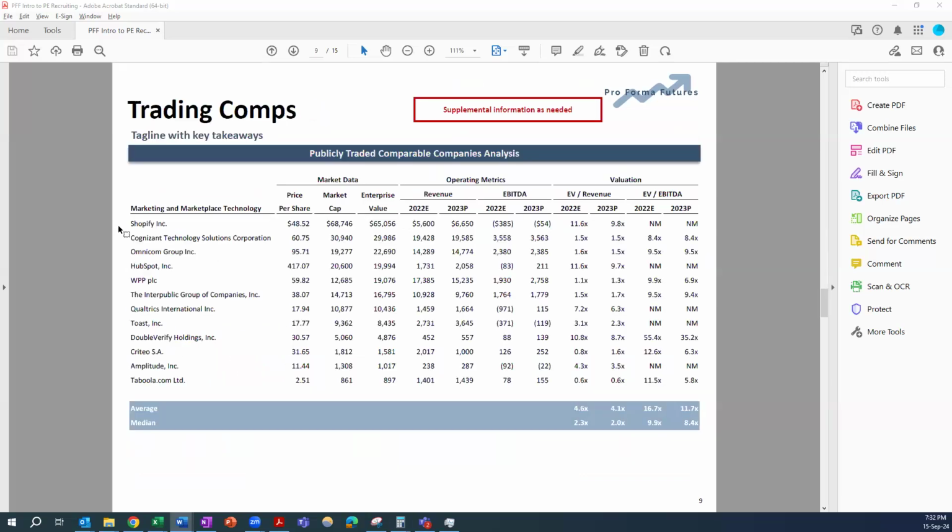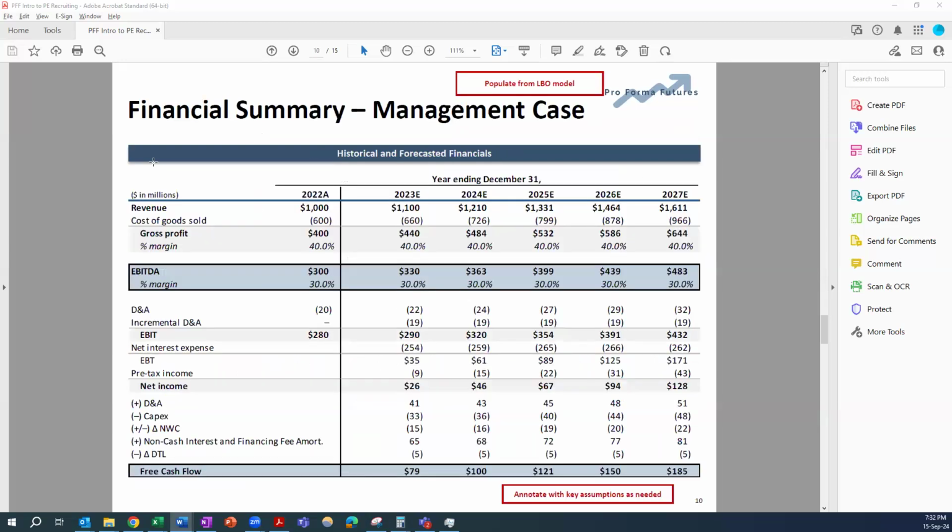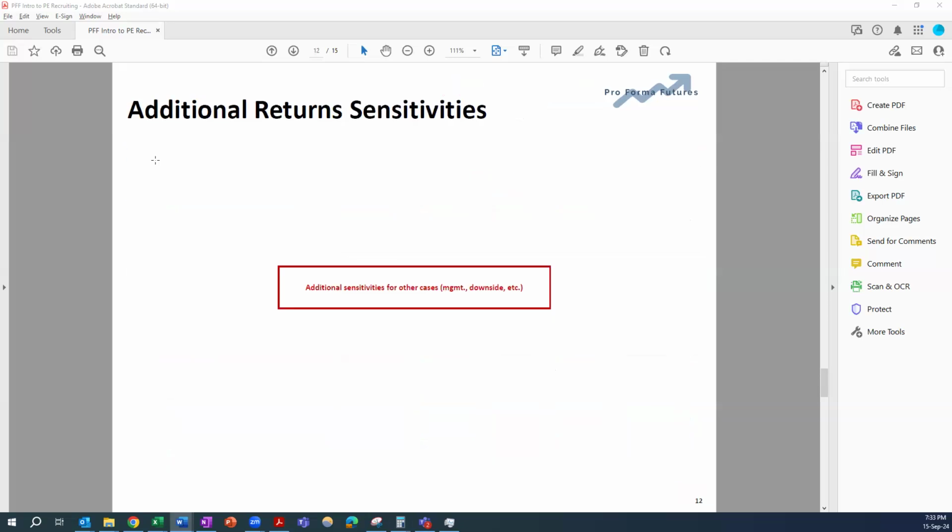In the appendix, we just have some supporting slides which might or might not be applicable to your specific case study. So common ones are public comps, some more detail around the specific cases that you ran if your investment committee wants to dive a little bit deeper and understand the walk down of free cash flow for all 3 cases rather than just the revenue and EBITDA. So we have the management case, the downside case, and you can of course put additional returns sensitivities.